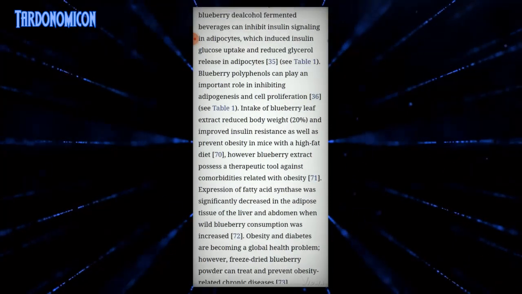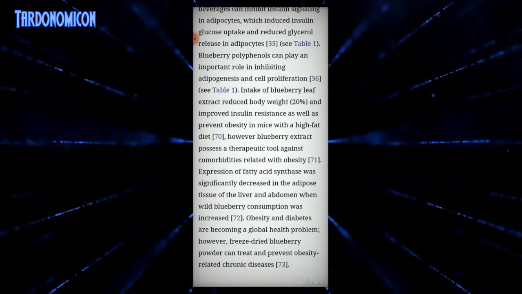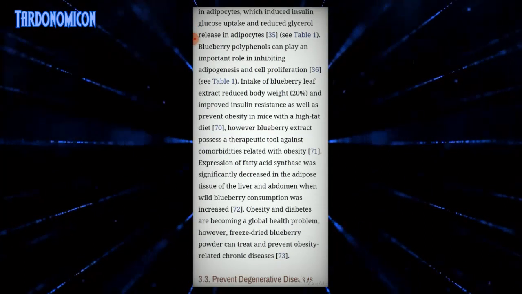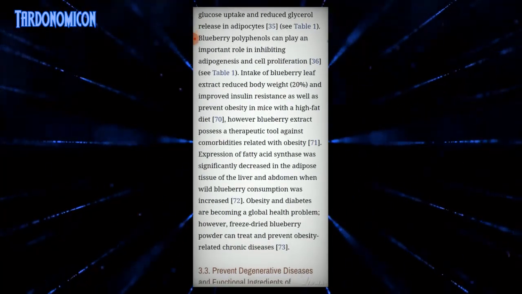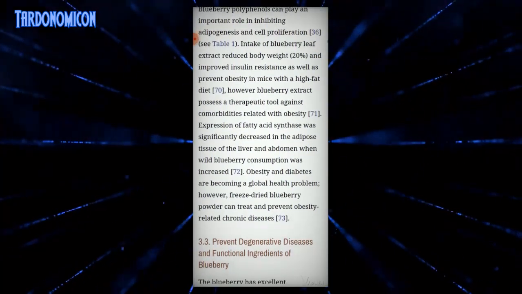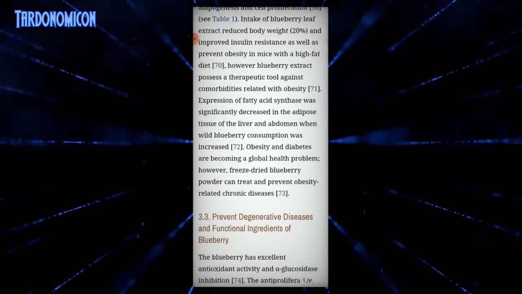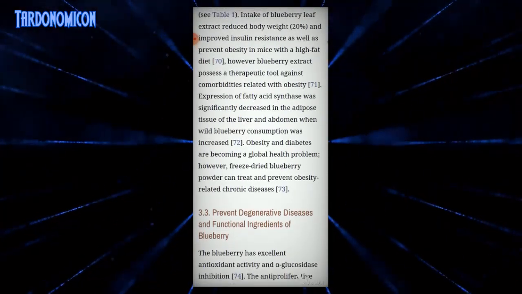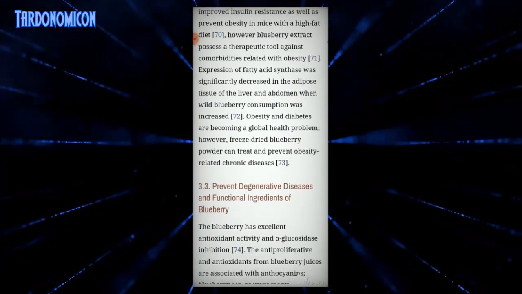Blueberry polyphenols can play an important role in inhibiting adipogenesis, meaning they help stop fat, and cell proliferation, meaning they help stop the spread of fat. Intake of blueberry leaf extract reduced body weight by 20% and improved insulin resistance, as well as prevented obesity in mice with a high-fat diet. Blueberry extract is a therapeutic tool against comorbidities related with obesity.